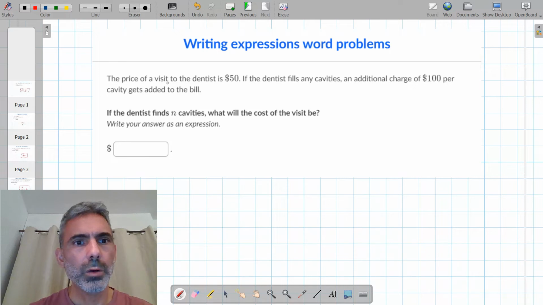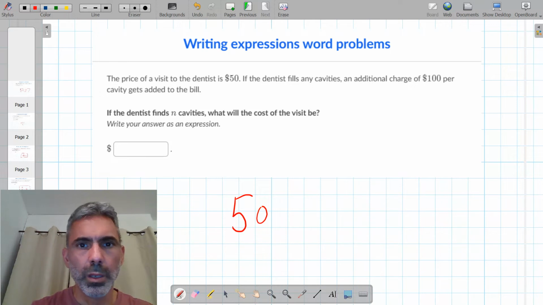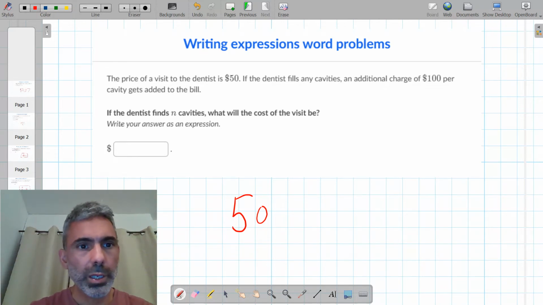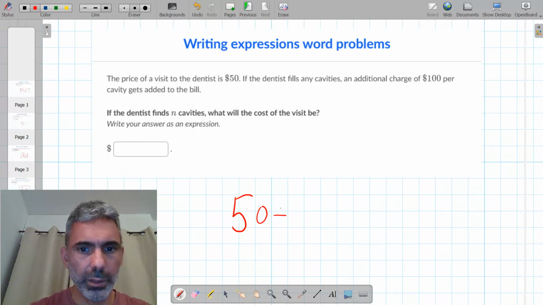The price of a visit to a dentist is $50. If the dentist fills any cavities, an additional charge of $100 per cavity gets added to the bill. If the dentist finds n cavities, what will the cost of the visit be? So this is the amount that we need to pay to the dentist anyway, in any case, just for the visit, and then we need to add $100 times the number of cavities.